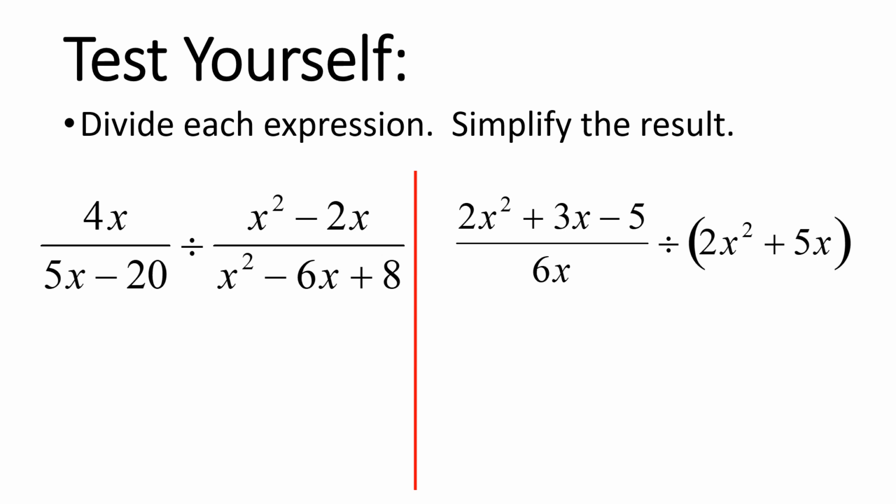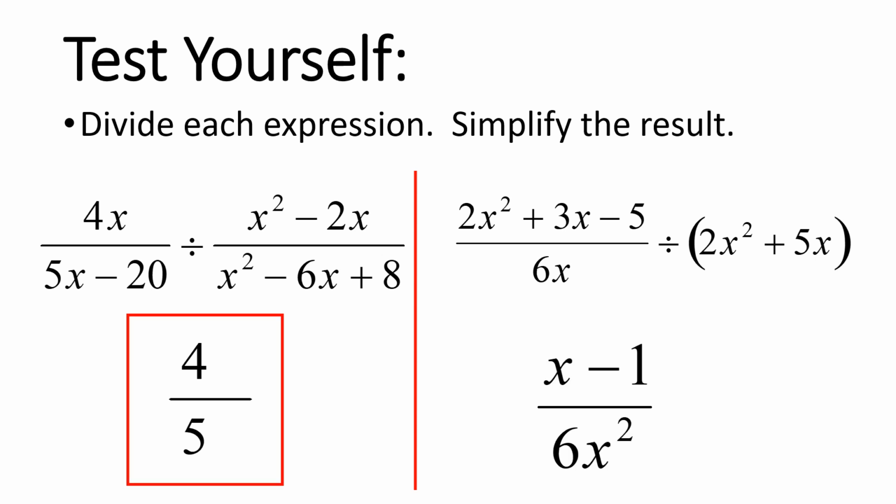So the quotient of 4x over 5x minus 20 divided by x squared minus 2x all over x squared minus 6x plus 8 is 4 over 5. I hope you got it correctly, but if not, you can go back to your process and check which part did you go wrong. In our second expression, the answer is x minus 1 over 6x squared.